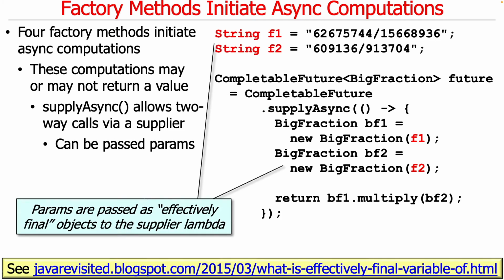The way this works is f1 and f2 are known as effectively final objects. And that's just a fancy name for saying that between the point where the objects are initialized, which is outside the scope of this lambda, and where they're actually used, they're not reassigned. So even though these are not explicitly defined as final variables, they're effectively final because they don't change from where they're initialized to where they're used.